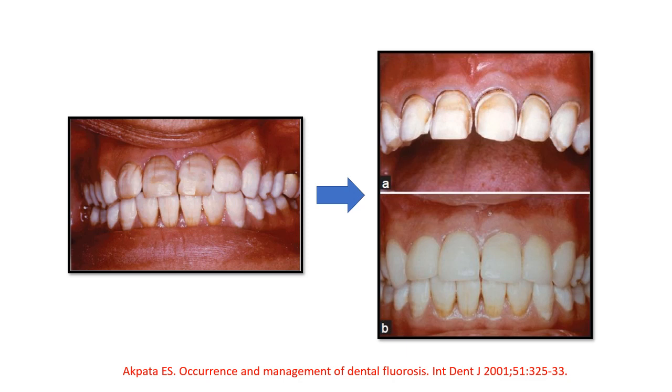Here you can make out the occurrence and management of dental fluorosis, which was masked by the use of veneers. You can see the veneer preparation, which is more or less equigingival, and in figure B you can make out the result after the cementation.